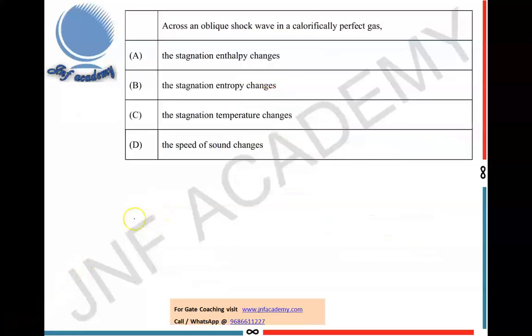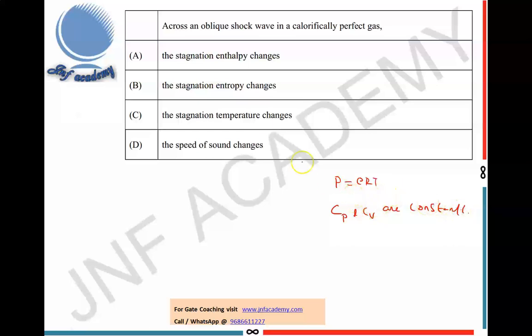Next question. Across an oblique shock wave in a calorifically perfect gas. That's very, very important. So first let me tell what a calorifically perfect gas is. You all know a perfect gas is one that follows the ideal gas equation, which is P equals rho RT. A calorifically perfect gas is one where Cp and Cv are constant. Those gases are called calorifically perfect gases.